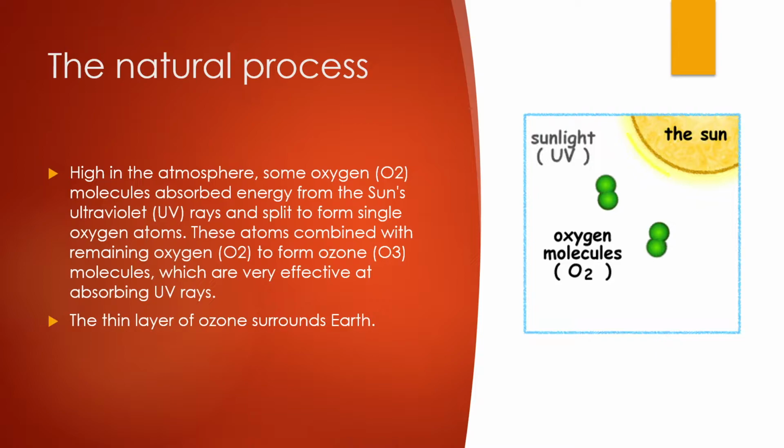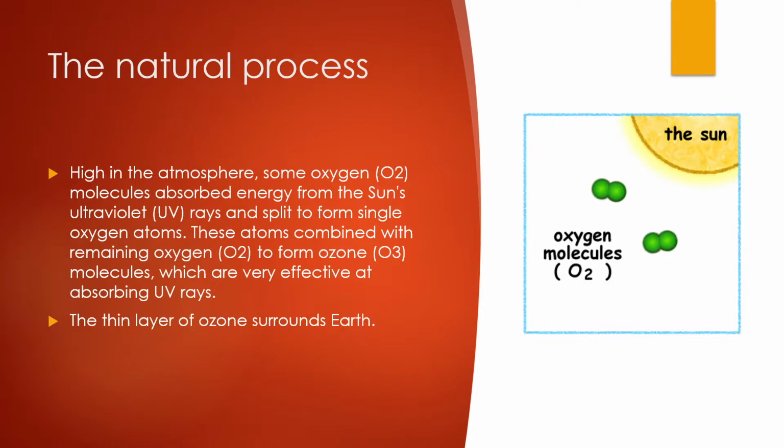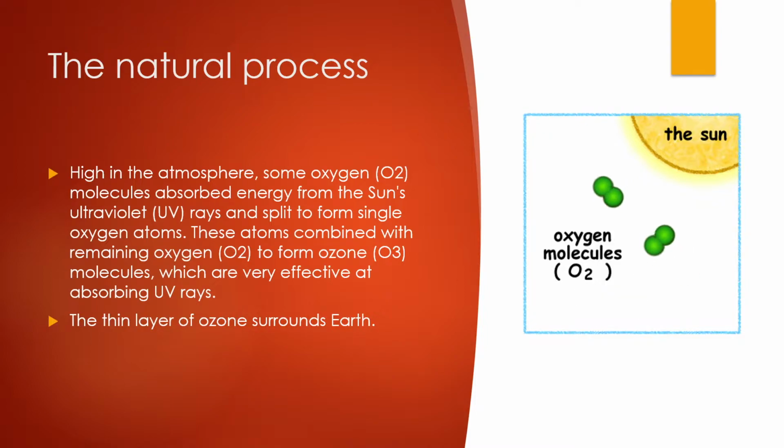And this is going to show it in this little animated image here for you. High in the atmosphere, some oxygen molecules absorbed energy from the sun's ultraviolet rays and split to form single oxygen atoms. These atoms combined with remaining oxygen to form ozone molecules, which are very effective at absorbing UV rays. This thin layer of ozone surrounds the Earth.